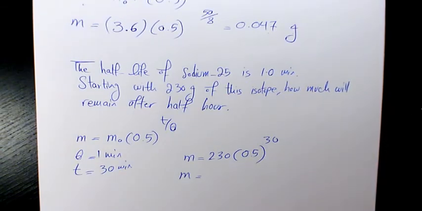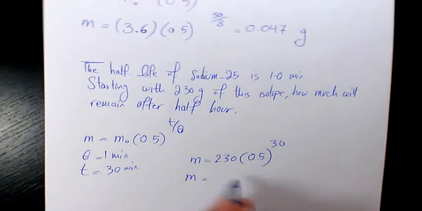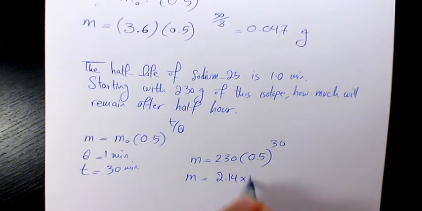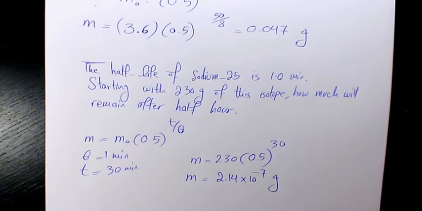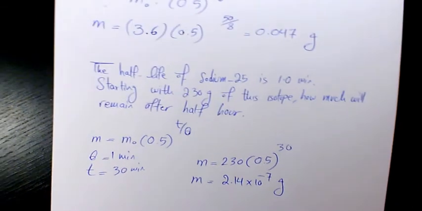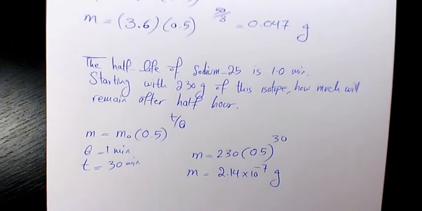So m will be 230 times 0.5 to the power of 30, which is 2.14 times 10 to the power of negative 7 grams. That's going to be the remaining mass. Then let's do another example.